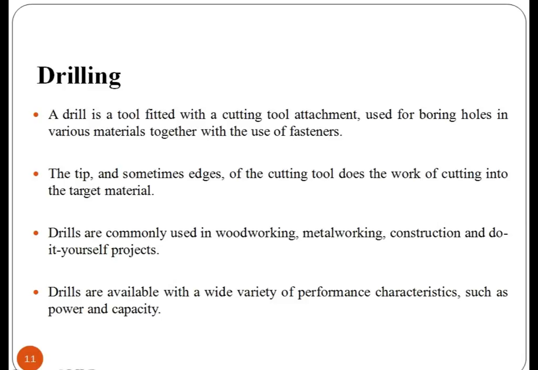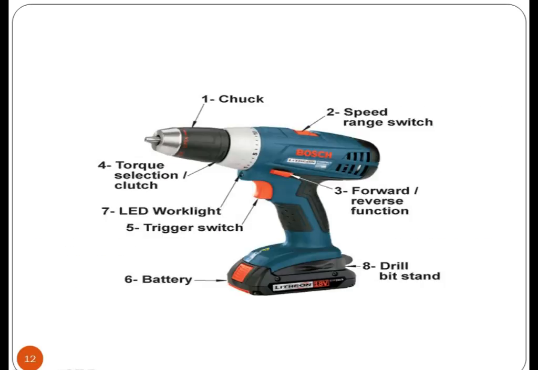Drilling. Drilling is a cutting process that uses a drill bit to cut a hole of circular cross section in solid material. The drill bit is a rotary cutting tool, often multi-point. Drills are commonly used in woodworking, metalworking, construction and do-it-yourself projects. While using a drill machine, always use a proper purpose-made extension cord if you need a longer wire for your drill, and never pick the drill up by its cord.